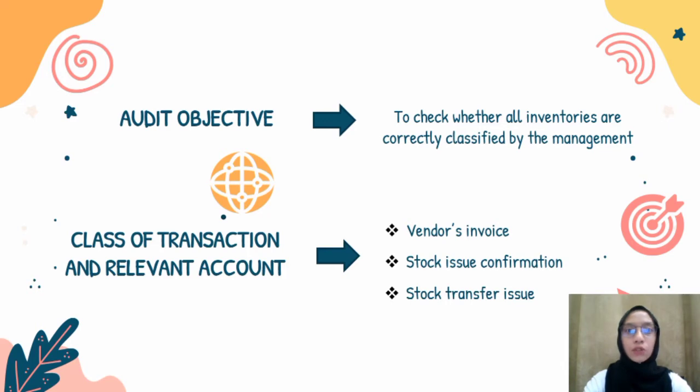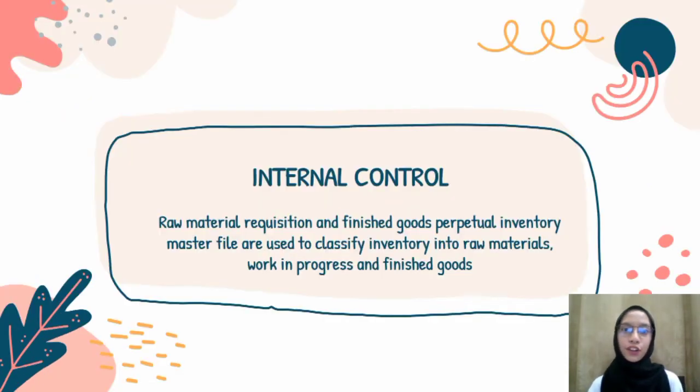The relevant account for classifications are vendor's invoice, stock issue confirmation, and stock transfer issue. This means that the auditor can use vendor's invoice to check the types and the quantity of the inventory that are purchased by the company. For internal control of classification, the raw material requisition and finished goods perpetual inventory master file can be used to classify the inventory into raw materials, work in progress, and finished goods.